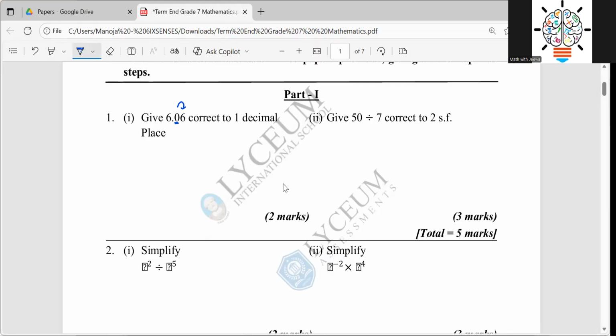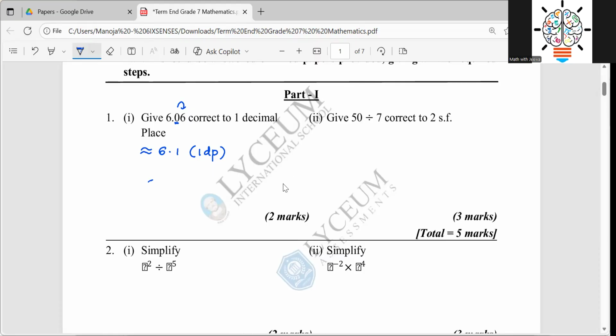If the next number is 5 or more than 5, you add 1 to where? To the underlined number. As per this, I can write this is approximately equal to 6.1, and inside the bracket I write 1 dp. This is the complete answer. By any chance, if the next number is less than 5, you don't do anything. You just write it as 6.0, right?